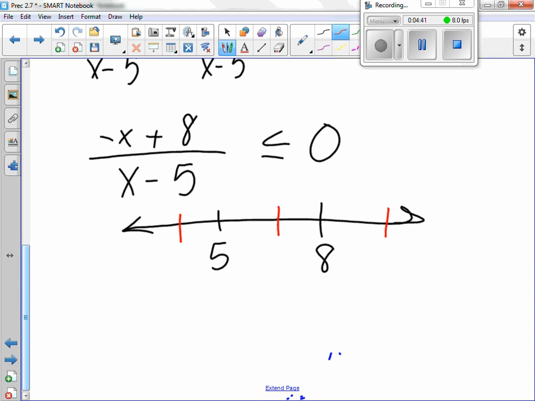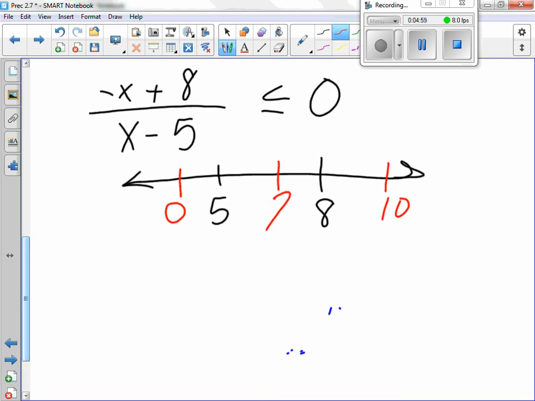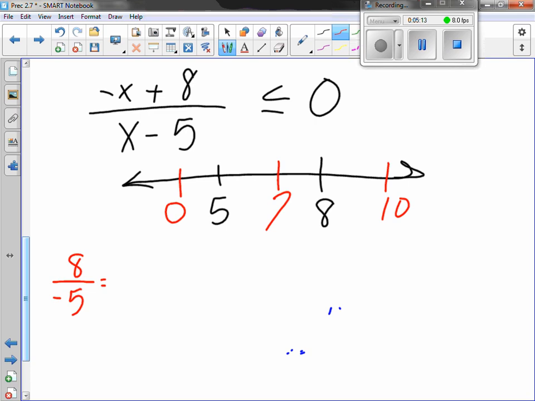So what is a number bigger than 8 we want to test? Doesn't matter. 10. Now we just need to plug them in. So 0, well, that would just be 8 on top, yes? And what on bottom? -5, so that's -8/5. And what do we want it to be? Less than or equal to 0. Is that less than 0? Because it's negative, it's less than 0.